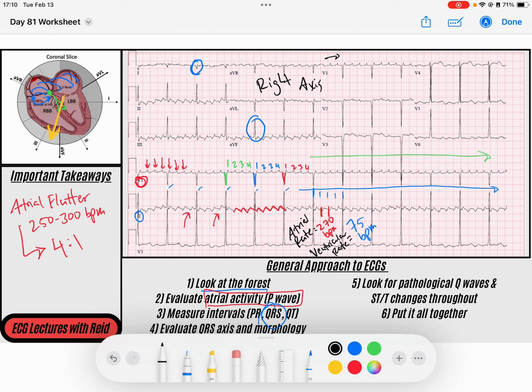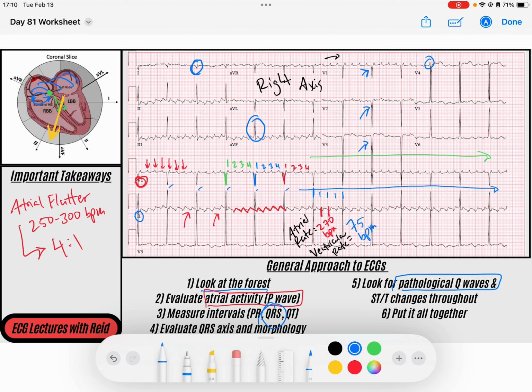Is there a bundle branch block? No. We have a narrow QRS. I don't see any R primes throughout. But what I do see, and I think this will help explain why that axis is shifted to the right, is that if we skip to our pathological Q waves, we see we've got pathological Q waves in V1, V2, V3, and so we finally get a little bit of an R wave in V4.